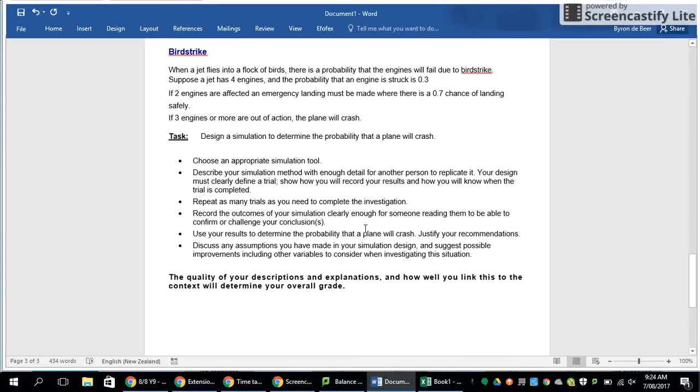Okay, so this is our practice internal. It's called Birdstrike. Look, at the start of it, you just have to actually read what's going on. So a jet flies into a flock of birds. There's a probability that the engines will fail due to bird strike.